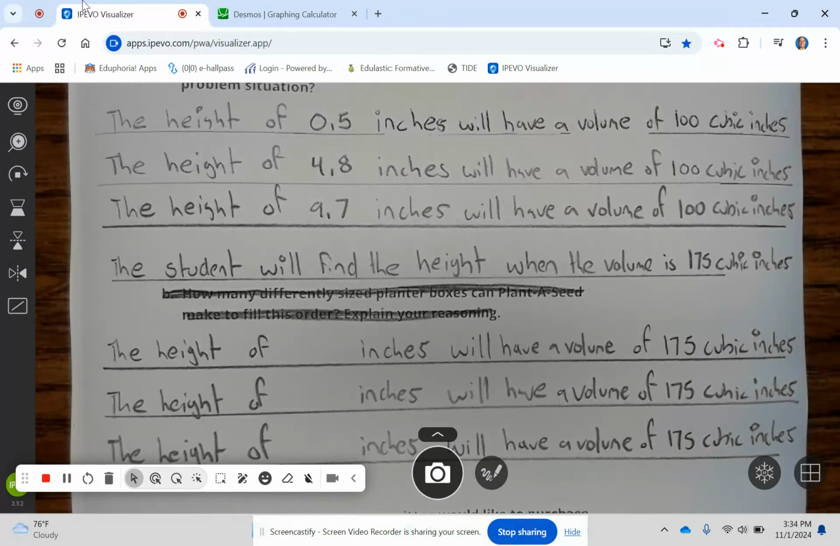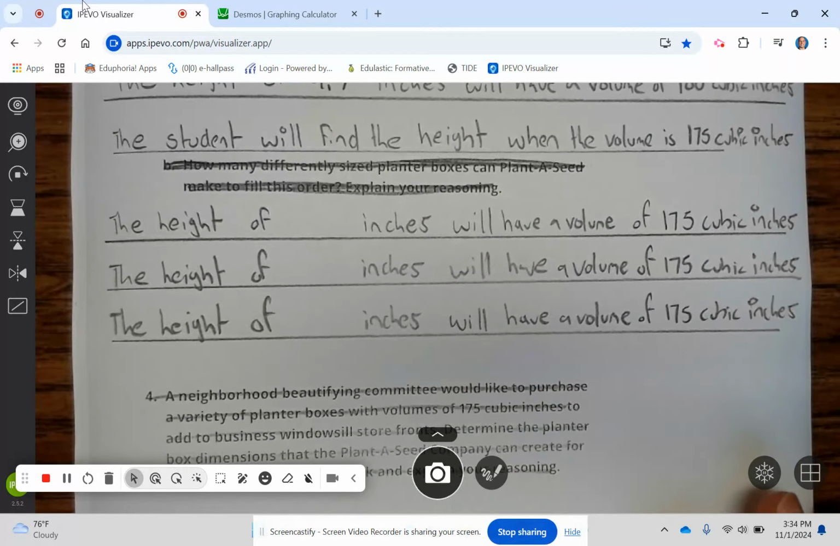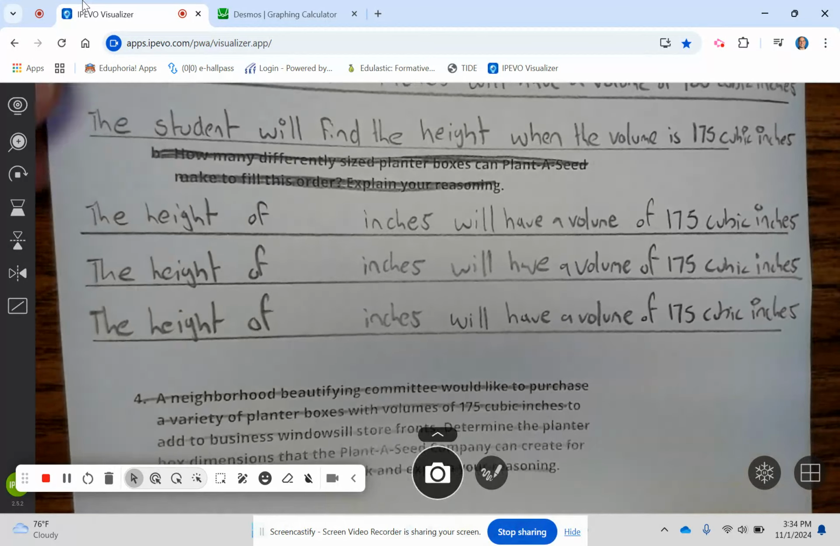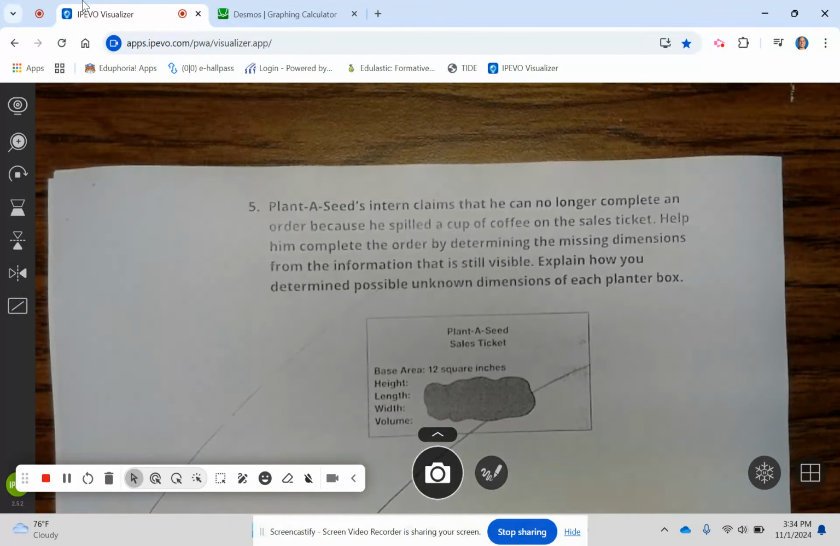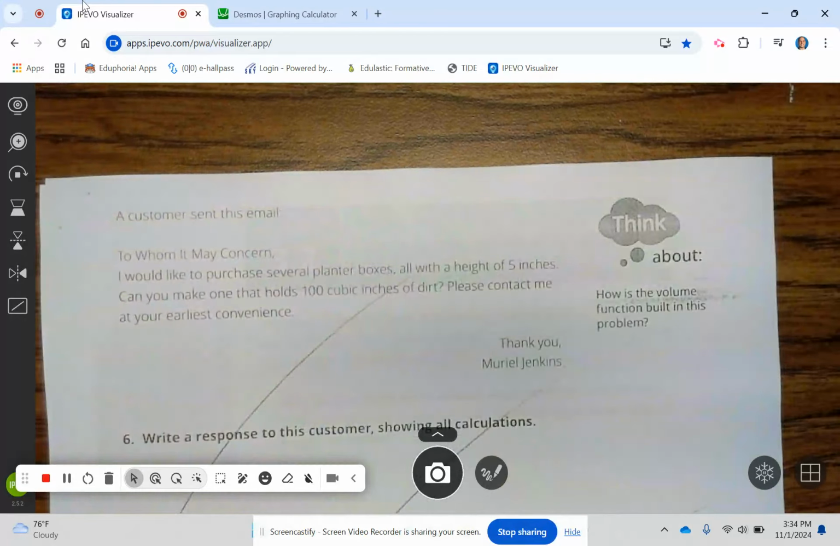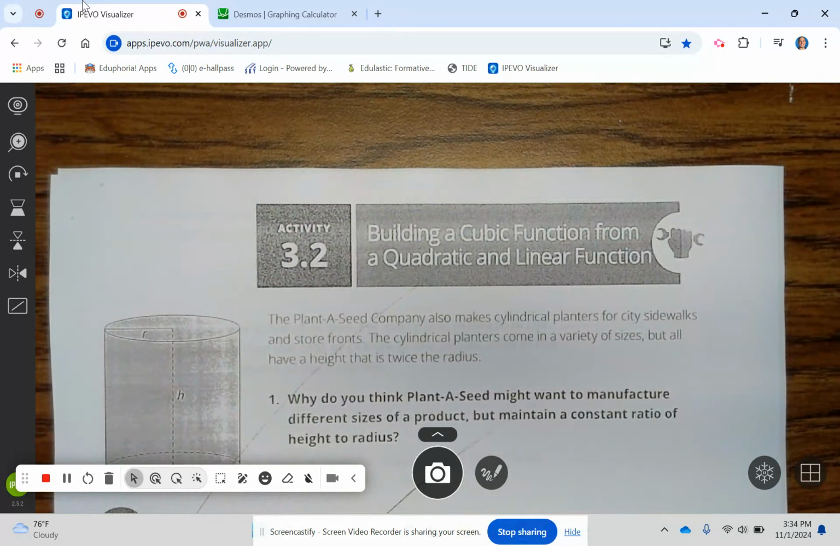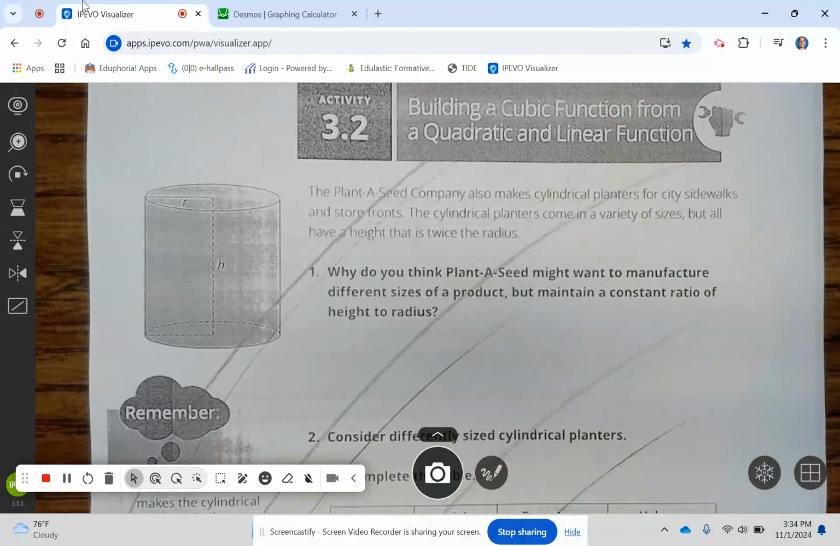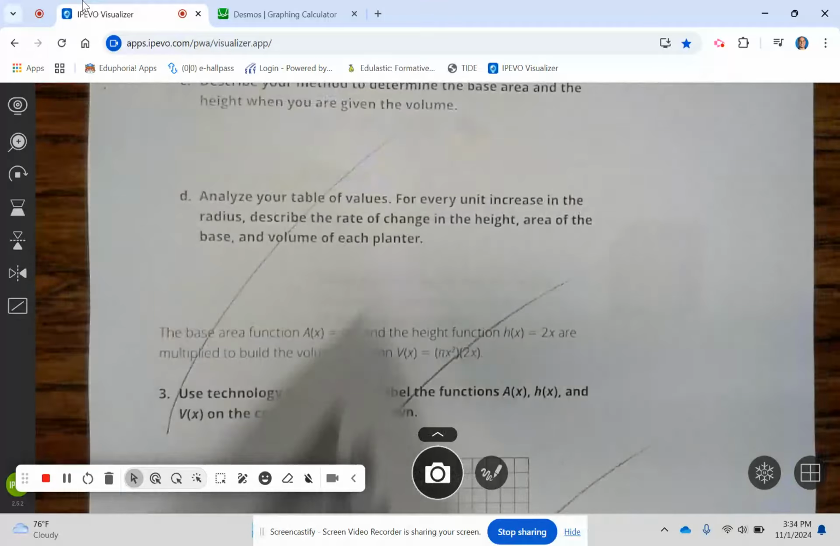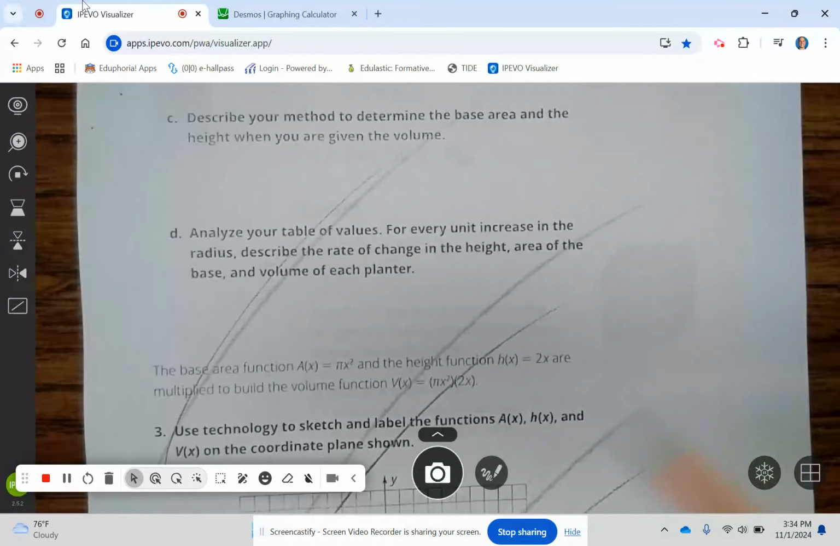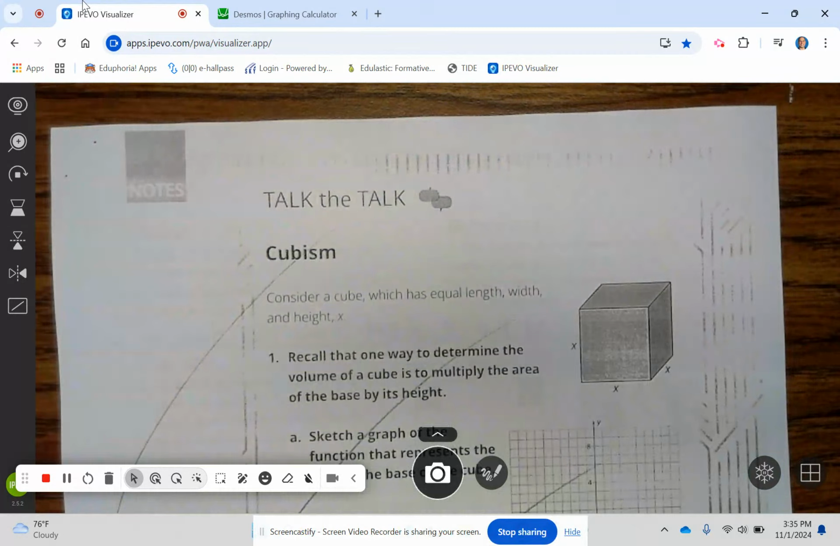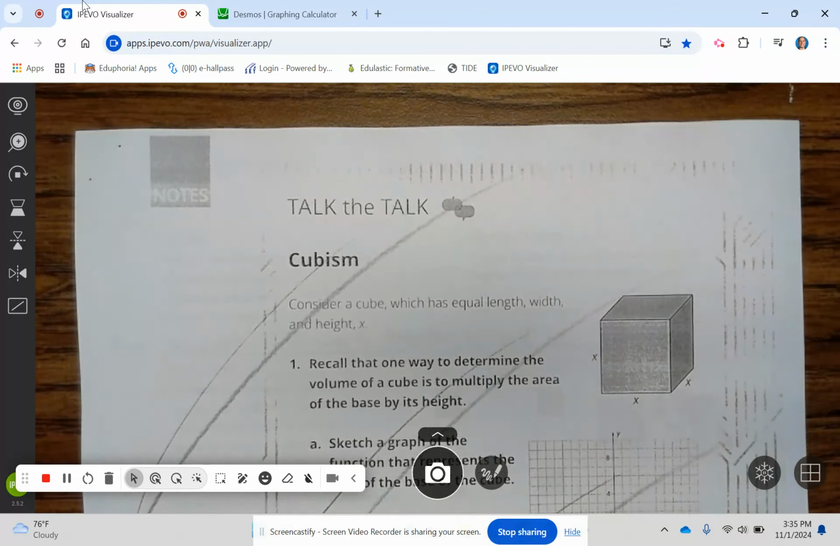The student will find the height when the volume is 175 cubic inches. Go ahead and do that. Mark out question 4. Let's take a look at the next page. Go ahead and mark out 5. Go ahead and mark out 6. Go ahead and mark out this page.